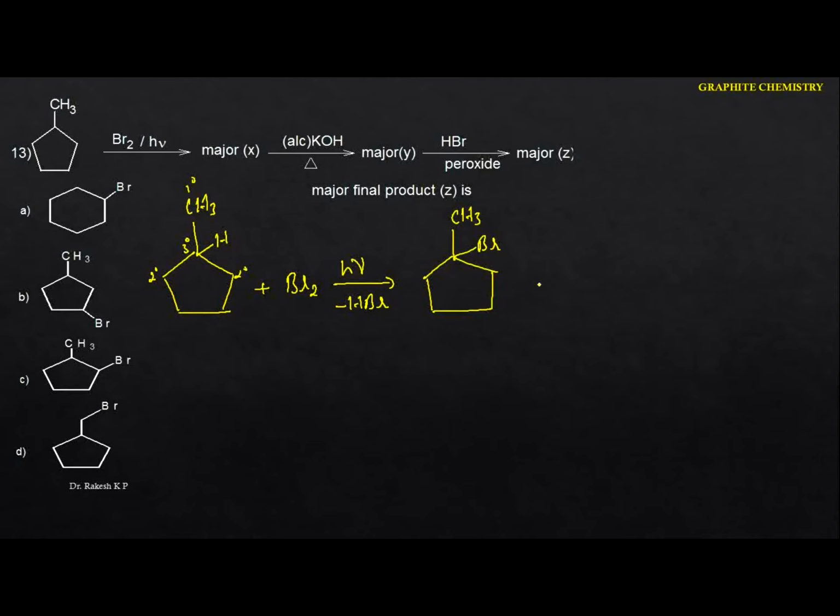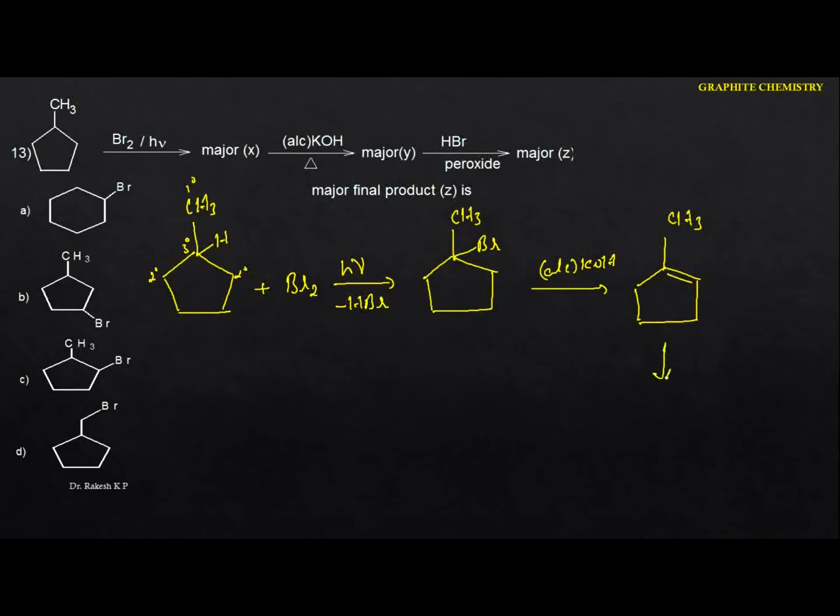Okay, this is particularly the X. Now the next thing is whenever it reacts with alcoholic potassium hydroxide, that means it undergoes dehydrohalogenation. So what does it form? It forms the respective alkene.